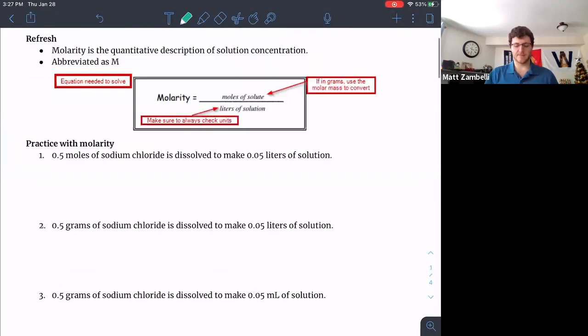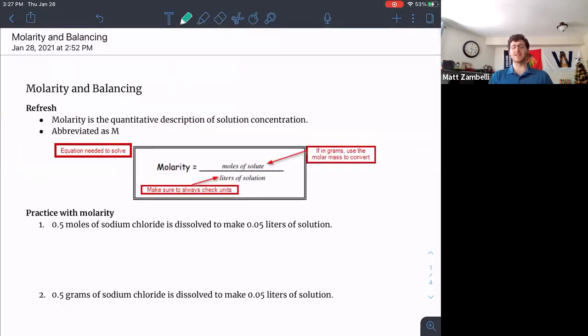Now, if we take a look, the first set of questions is just practice with molarity, because we haven't really done molarity as a whole since way back in first semester. So we got to remember what molarity is. And if we remember, molarity is a quantitative description of a solution's concentration. So what that's telling us is the number of moles per liter of a solution. And so we have an equation: M for molarity equals moles of the solute divided by the liters of the solution.